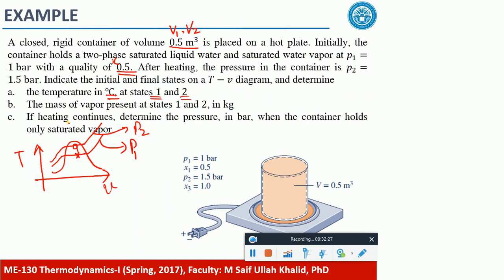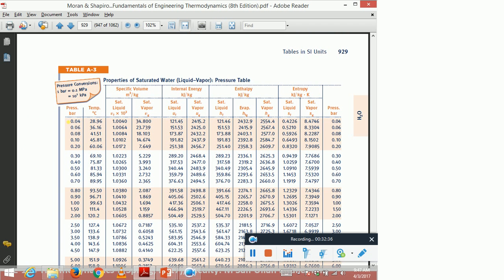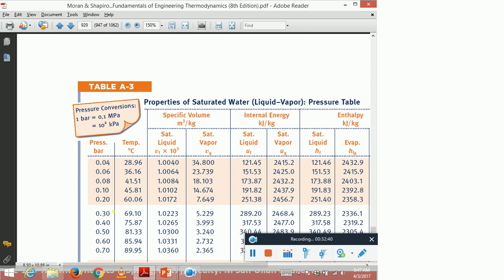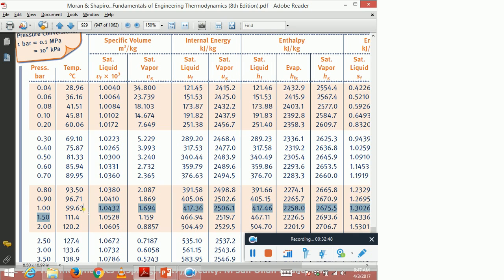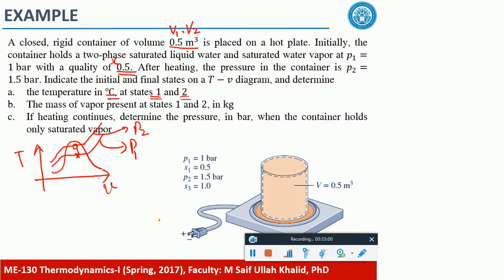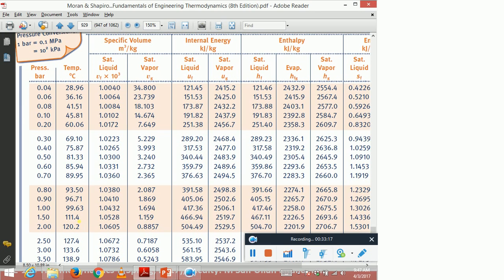Okay, so now the point is, we need to find out temperature in degrees centigrade at state 1. P1 was 1 bar. Now P1 1 bar. Now what is temperature there? 99.63. Then your P2 was 1.5, and according to your analysis, you should be within that regime, isn't it? You should be lying within that vapor dome. So if it is 1.5, what should be temperature? 111.4. Do you understand this thing? Okay.